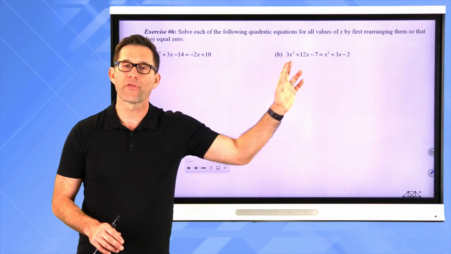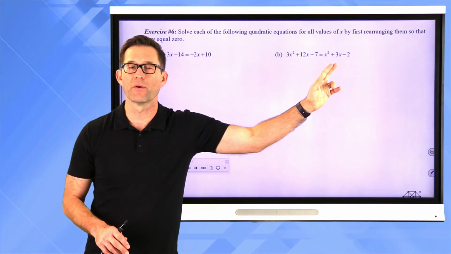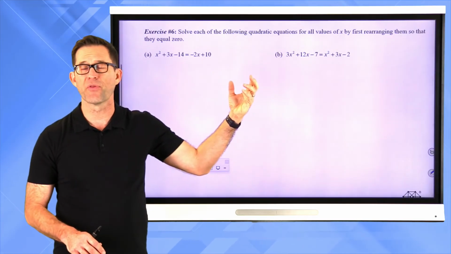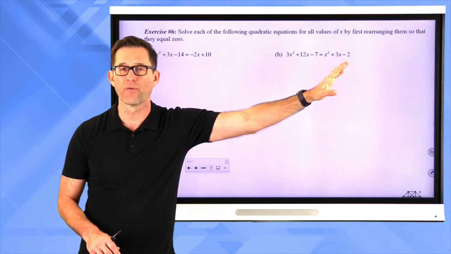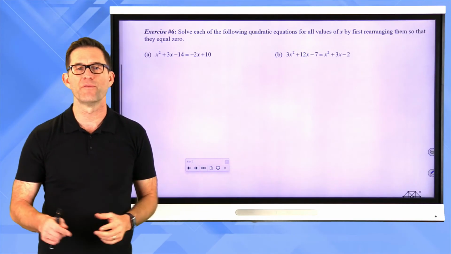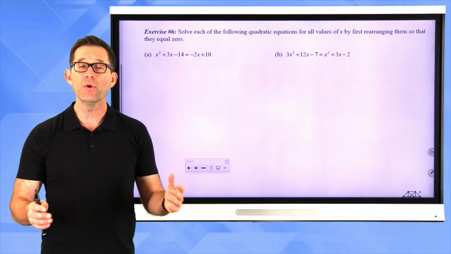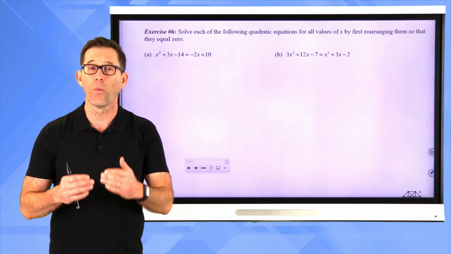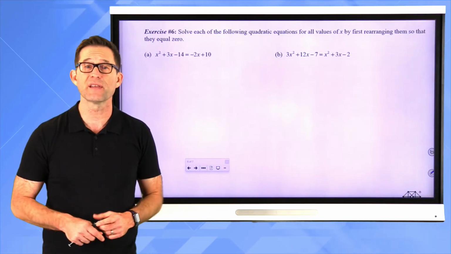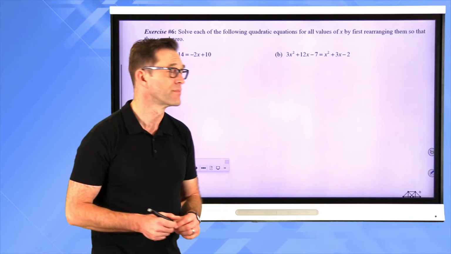In letter B, I've got a 3x squared here and a 1x squared there, which means I'm going to do the same thing as opposed to moving it all over here where I would end up having a negative coefficient on my x squared. If you can do all the movement in one step, I would advise it. So let's take a look at how that's done in letter A.